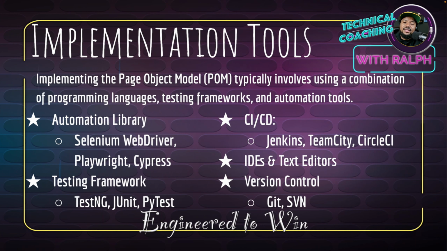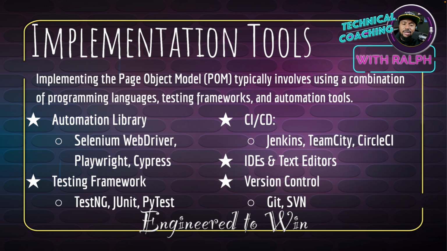So what are some of the implementation tools that we use for automating in the page object model, right? Implementing the page object model typically involves using a combination of programming languages, testing frameworks, and automation tools. The automation tools or libraries that you typically are going to use, there's many of them, but the most common ones right now are Selenium WebDriver, Playwright, and Cypress, right?